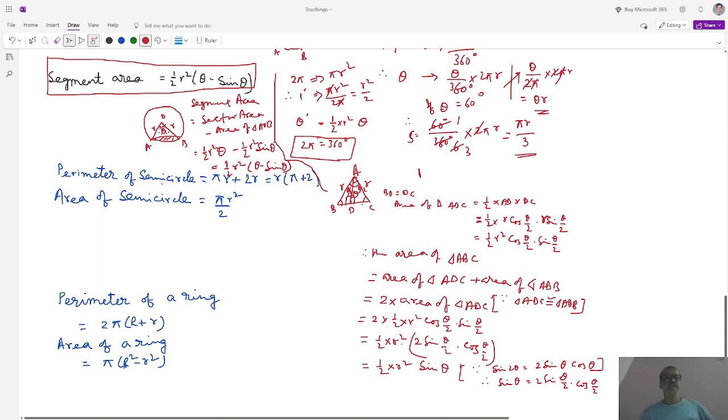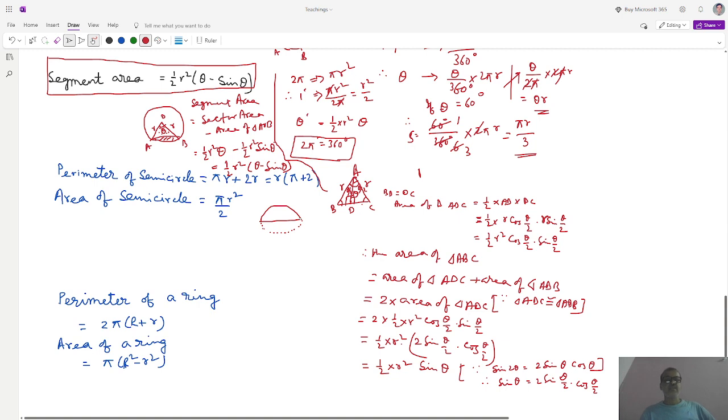Now, perimeter of semicircle. Semicircle is the half of circle. The perimeter of semicircle will be pi r, because the perimeter of circle is 2 pi r and semicircle is the half of the circle. So the perimeter of semicircle will be pi r.